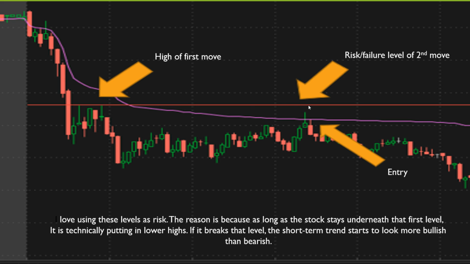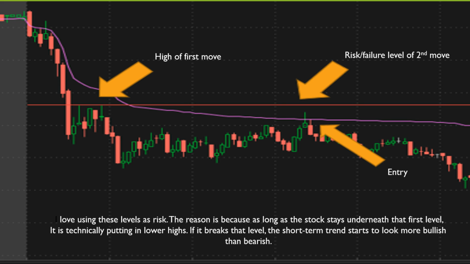And so it makes a lot of sense to use this area as your risk, not even necessarily for VWAP fades, but for any type of downward flag move. It makes a lot of sense to use these areas as your risk or failure rate when you're backtesting, because once it actually breaks above this level, then it's technically putting in higher highs, and that usually is going to signify a bullish trend as opposed to a bearish.